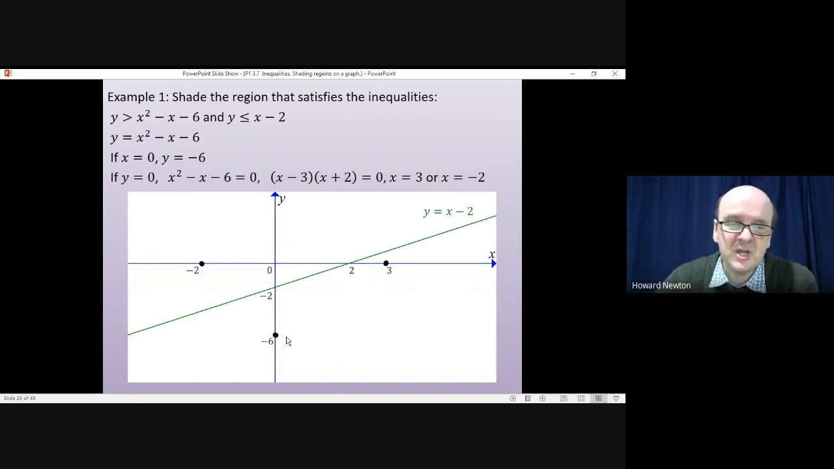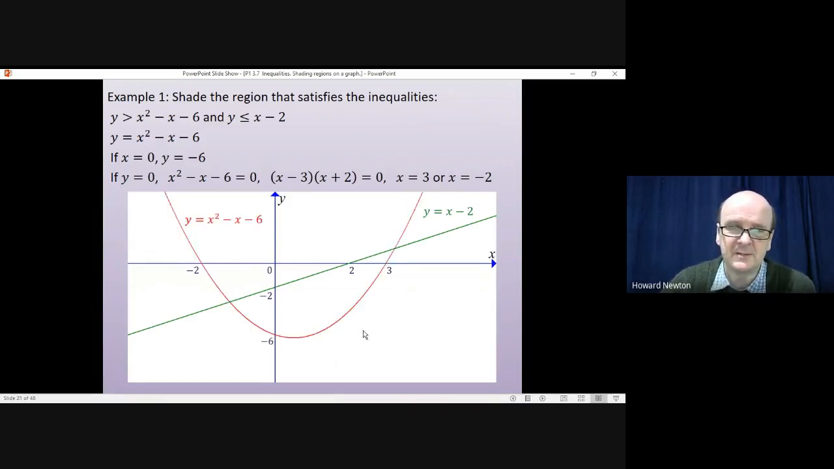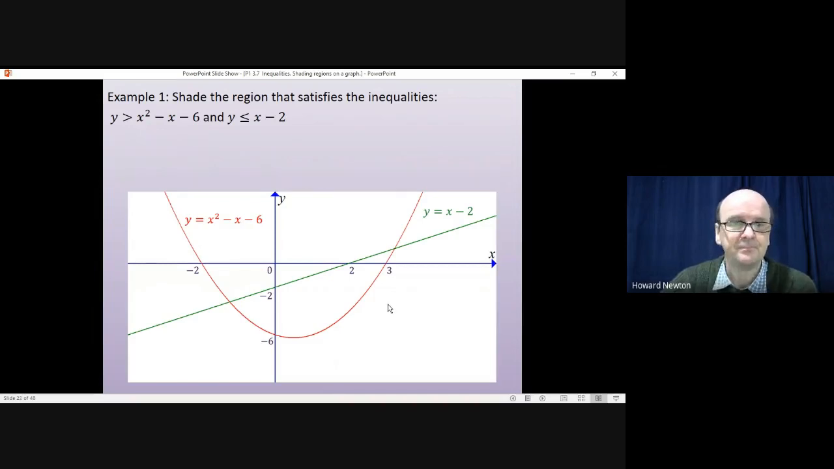We know the general shape of a quadratic, so now we can sketch it. You should get something like that. Now we just need to go back to what the question asked us to do.